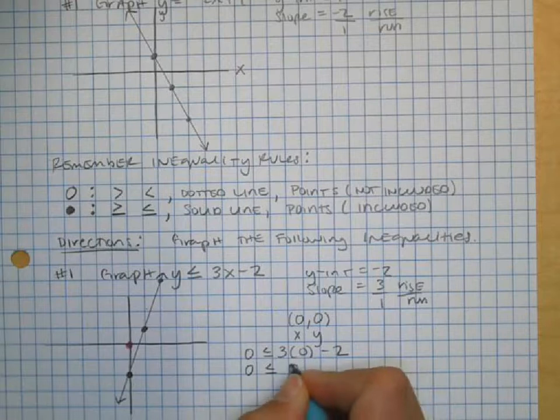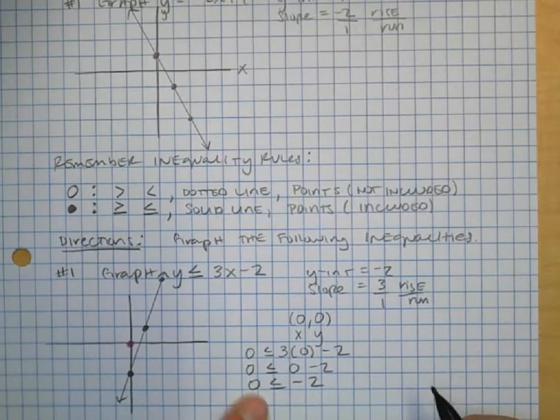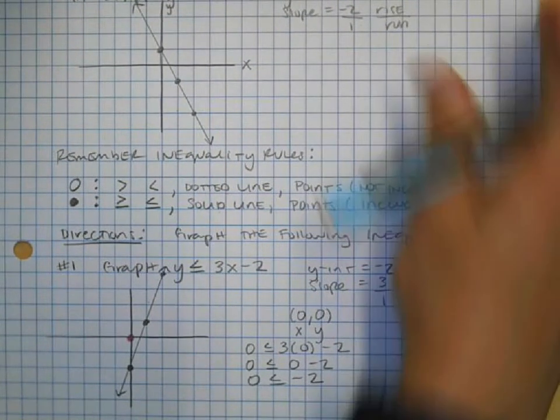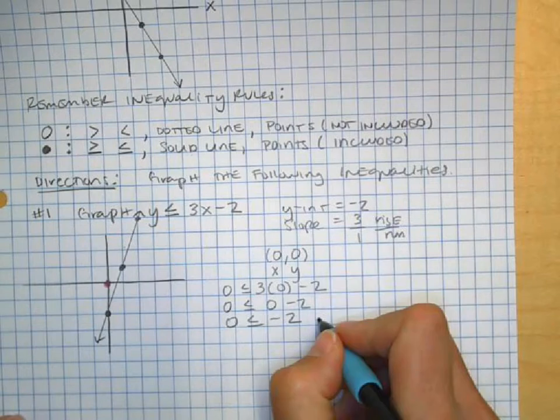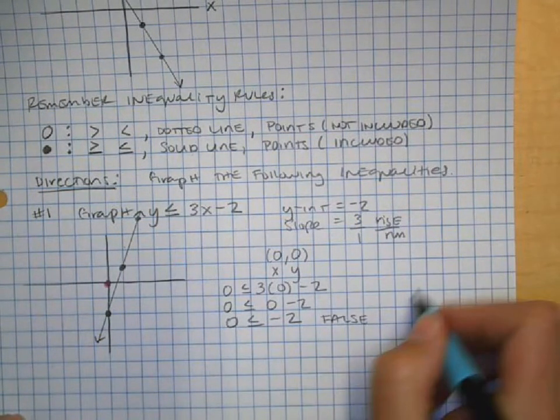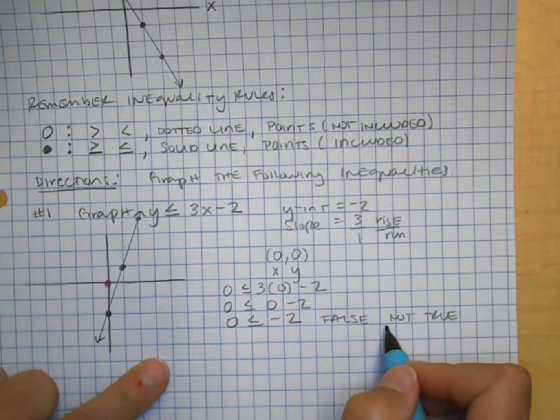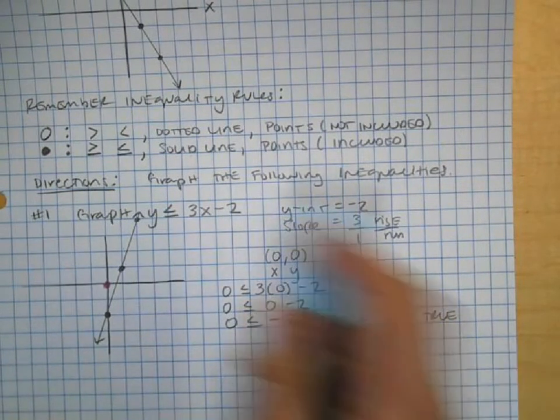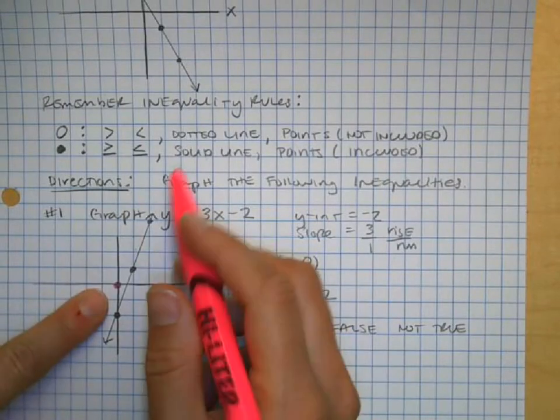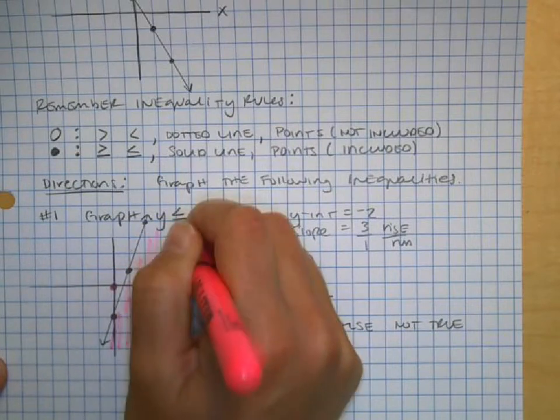Go ahead and simplify that. So 0 is less than or equal to 3 times 0, which is 0, minus 2. And 0 is less than or equal to negative 2. So think about that statement. Is that true? 0 is less than or equal to negative 2. This is actually a false statement. It is not true. Okay, so since it's false, we need to shade the opposite side. So where that point was on the left side over here, I have to shade the opposite side where it will actually hold true.